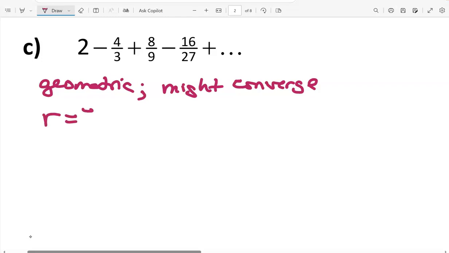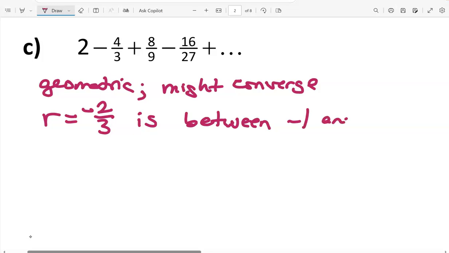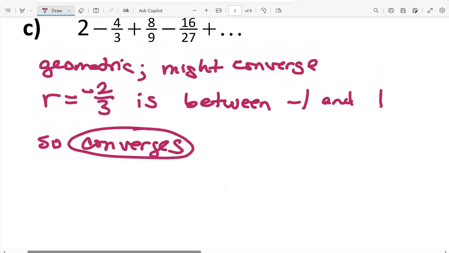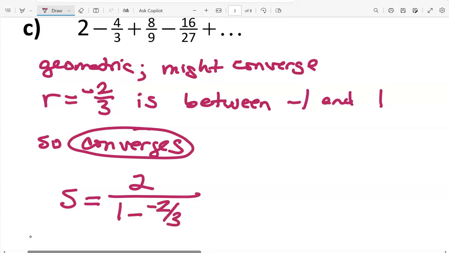And r, the ratio, is -2/3, because 2 times -2/3 is -4/3. -4/3 times -2/3 is +8/9, etc. And that is a value that falls between -1 and +1. So the series converges. Since it converges, we can use the sum formula to find its sum. The sum is equal to the first term divided by 1 minus the common ratio, which is -2/3.